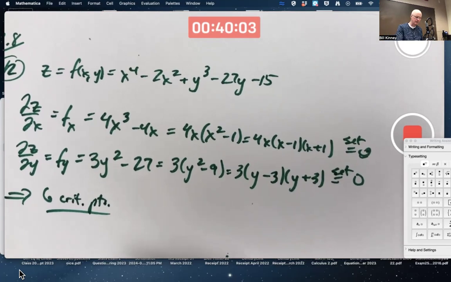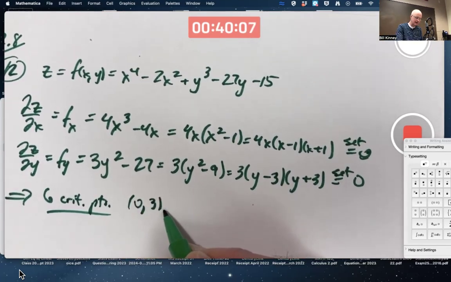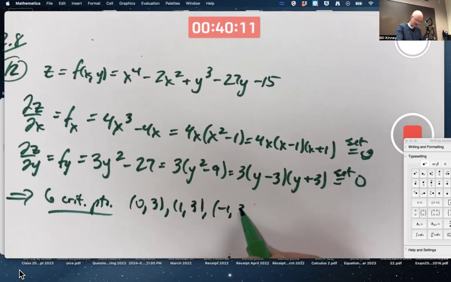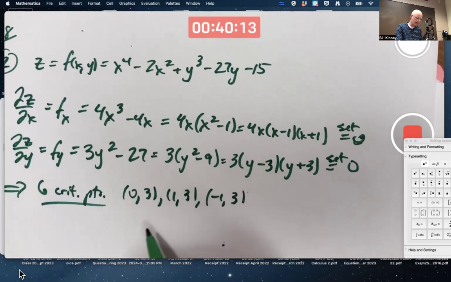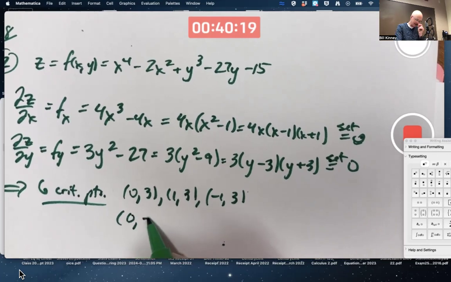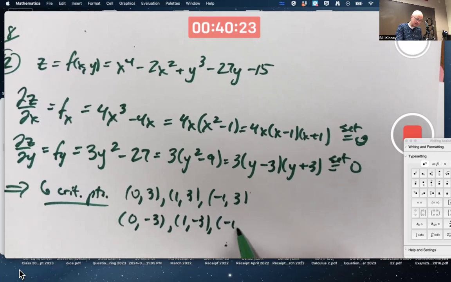For each combination of those: x is 0, y is 3. x is 1, y is 3. x is negative 1, y is 3. x is 0, y is negative 3. x is 1, y is negative 3. And x is negative 1, y is negative 3.